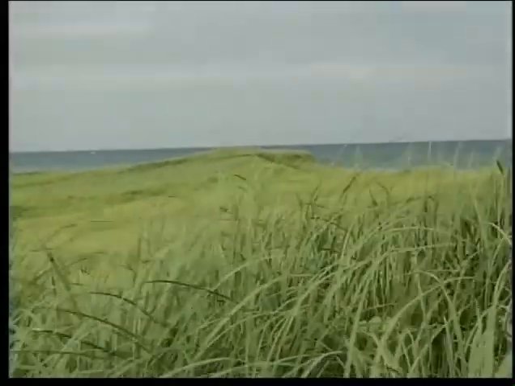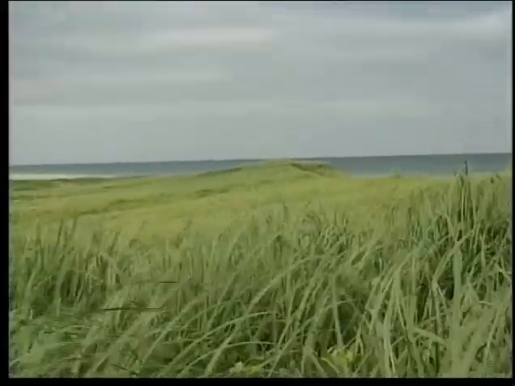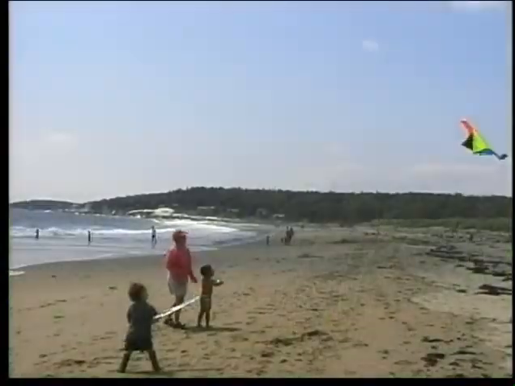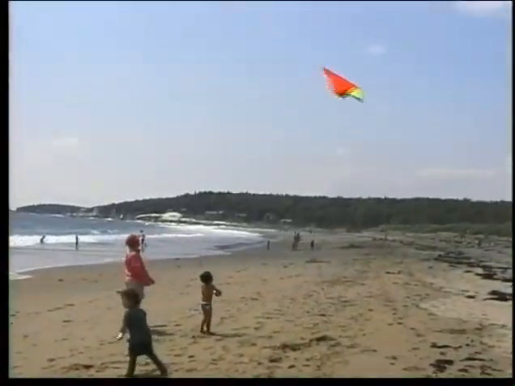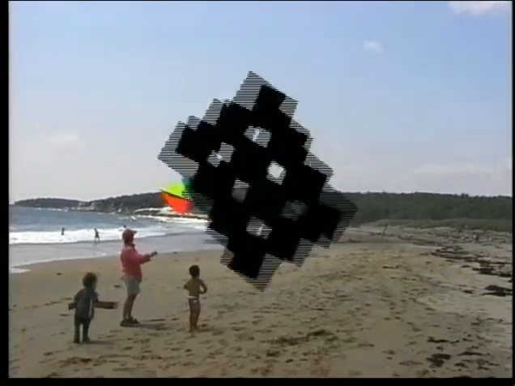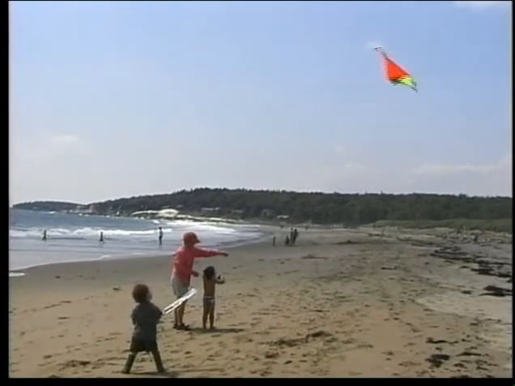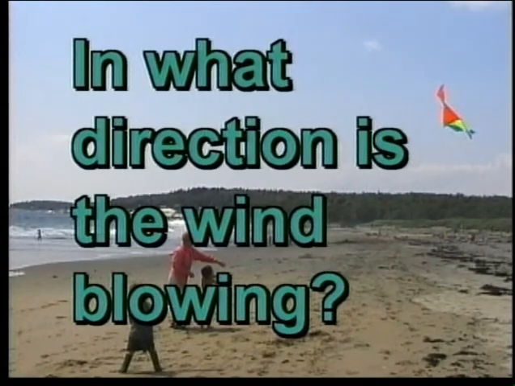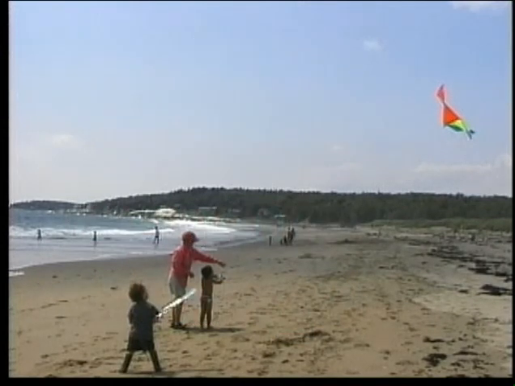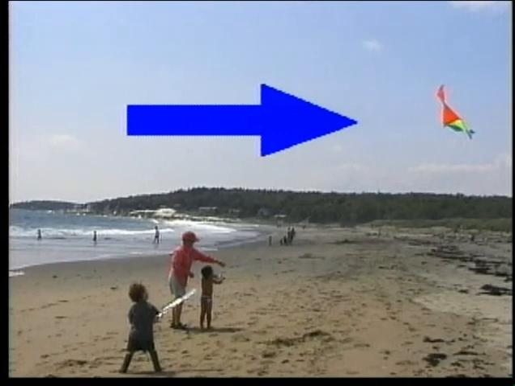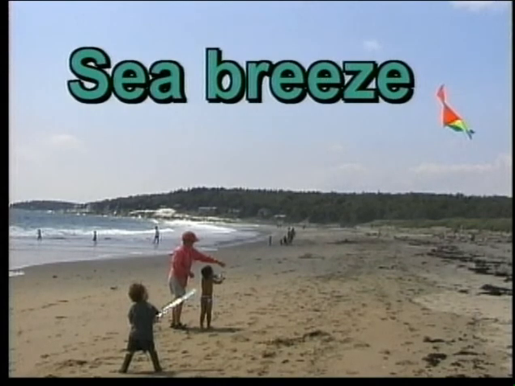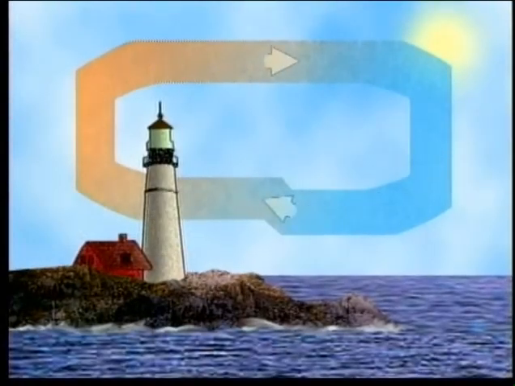While wind patterns can be formed on a global level, they can also be formed on a local level. For example, notice the direction of wind on this beach at midday. You decide. In what direction is the wind blowing? The wind is blowing from the ocean toward the land. This is called a sea breeze. Sea breezes can be formed when cooler ocean air replaces warm air over the land, which rises.